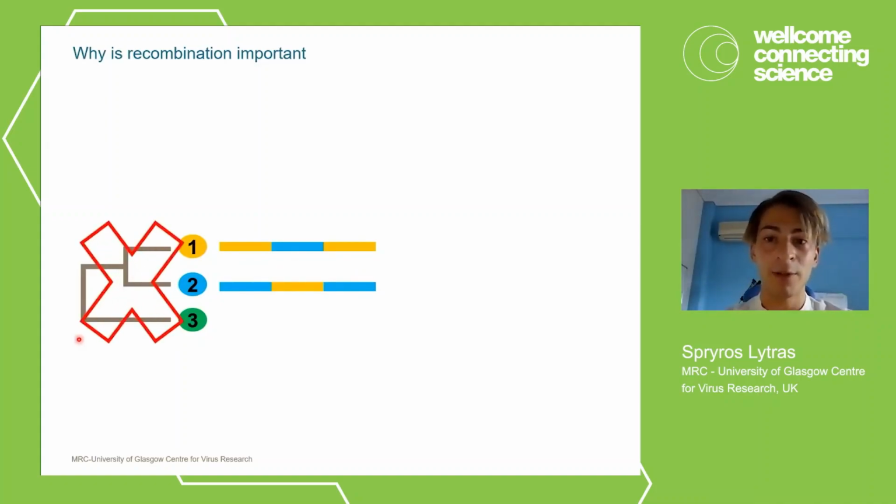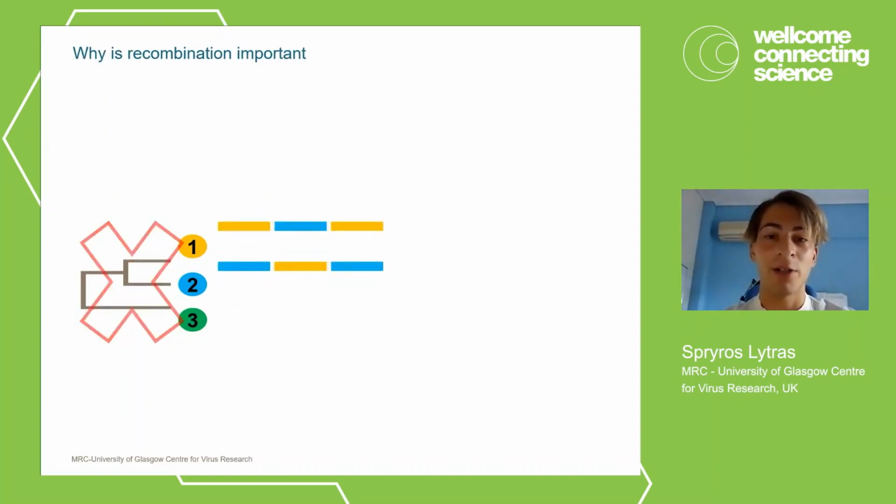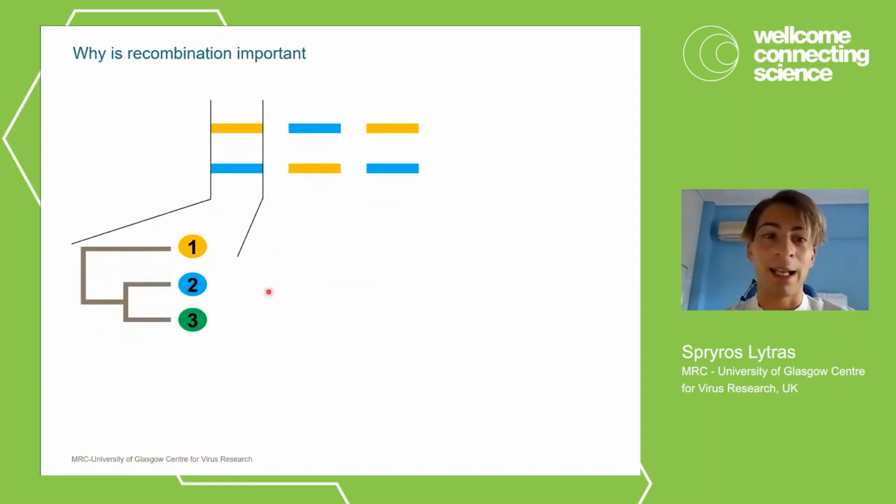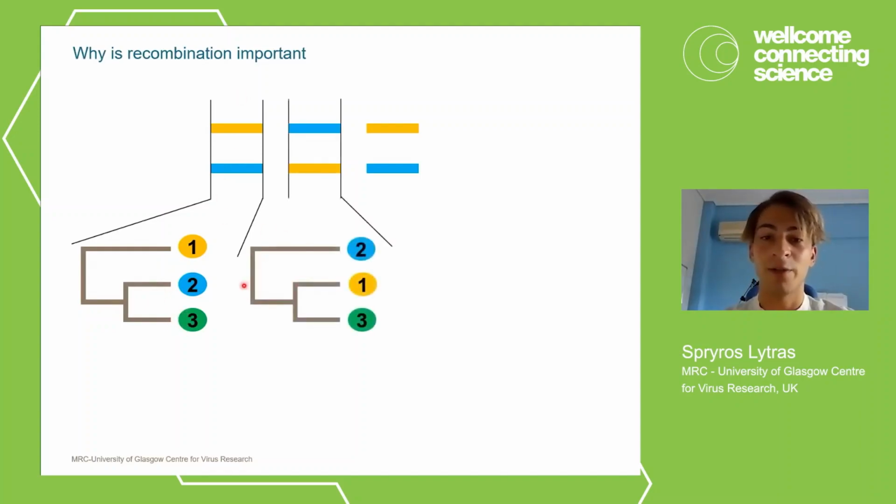What one needs to do is determine where the recombination breakpoints are in the genomes and then split the alignment by them to create putatively non-recombinant regions, and then infer phylogenies out of them. So then you'd see that, for example, blue virus 2 is more closely related to green virus 3 for this region and vice versa for the other one.